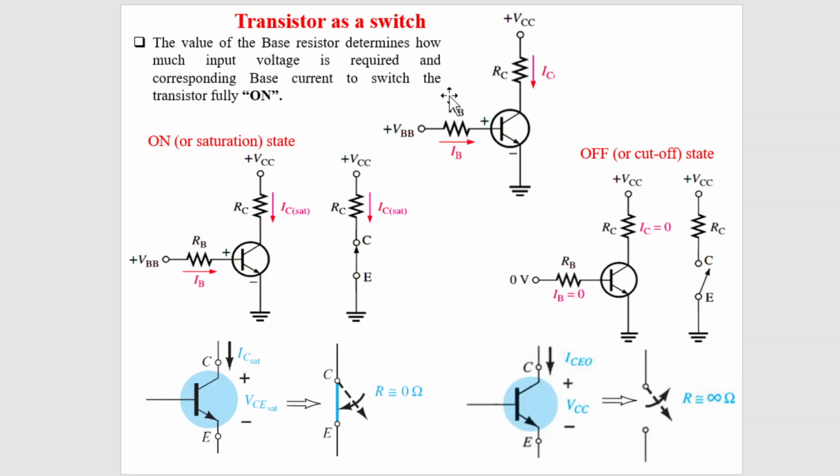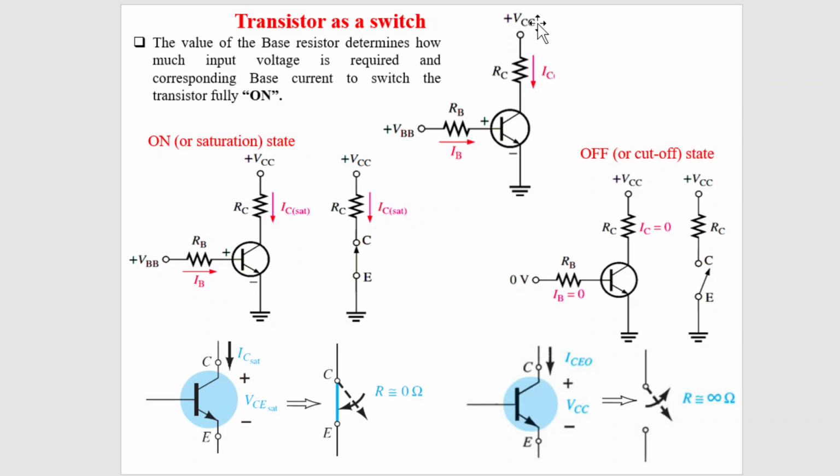If the base resistance is very high, then the base current will be equal to 0. If the base current becomes equal to 0, then there is no collector current. That means the transistor is in cutoff region. If the base resistance is very low, then the base current is very high, then there will be a voltage drop, and then we can get a collector current.